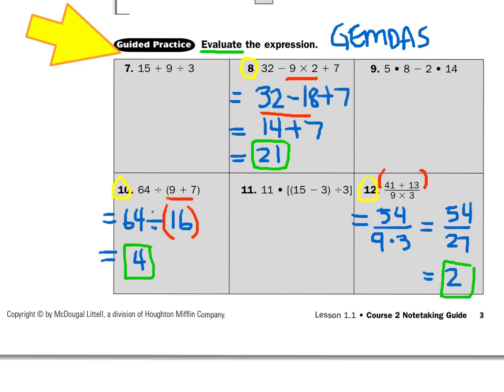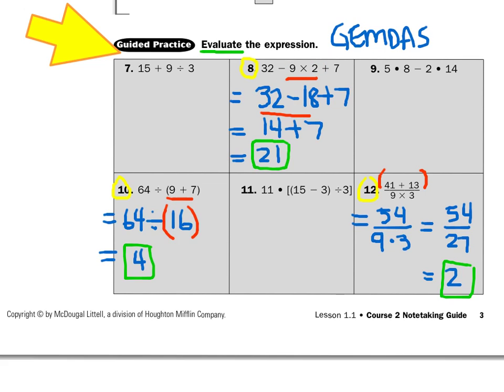All right, let's look at how to use GEMDAS when they ask us to evaluate the expression. So take a look at number 8. 32 minus 9 times 2 plus 7. The first thing I do is I look for grouping symbols. There are no parentheses, so I'm going to move on to the E, the exponent. And there are no exponents, so now I move on to any multiplying or dividing I see in the problem. And I do see multiplying right here, so I underlined it.